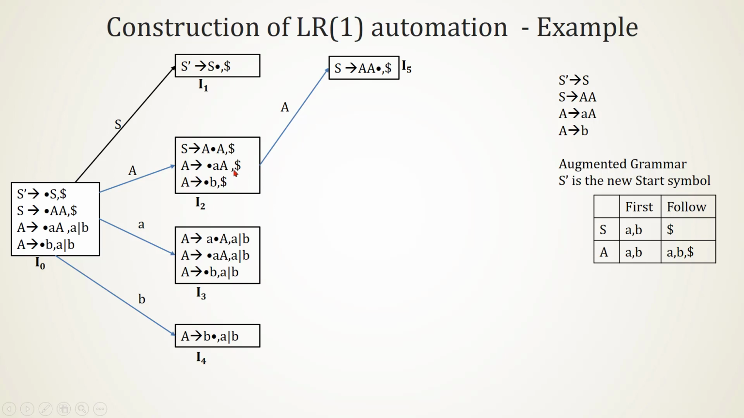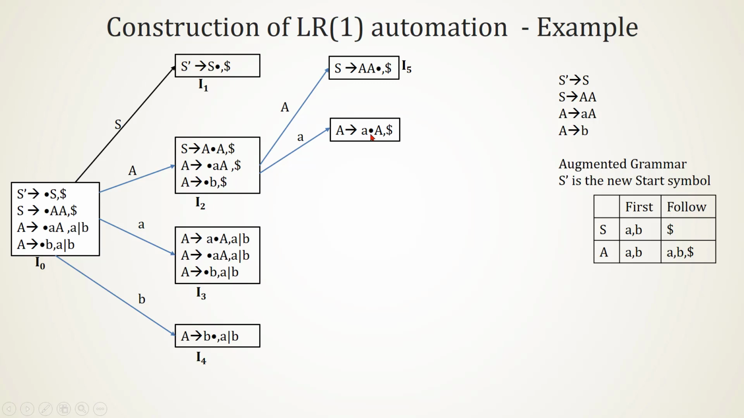Then I am looking for the transition. Here I will have a transition on small a, because dot is there in front of small a. What is the production I have to add? I have to add A derives a dot A, comma, dollar, because here the look ahead is dollar. During transition the look ahead will be same.